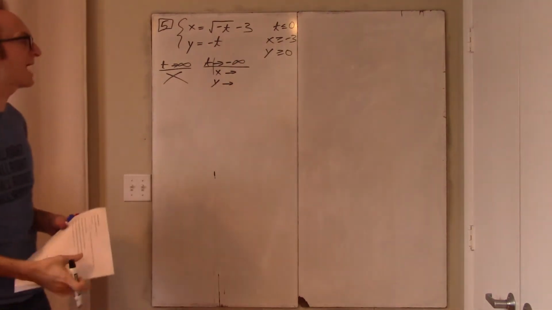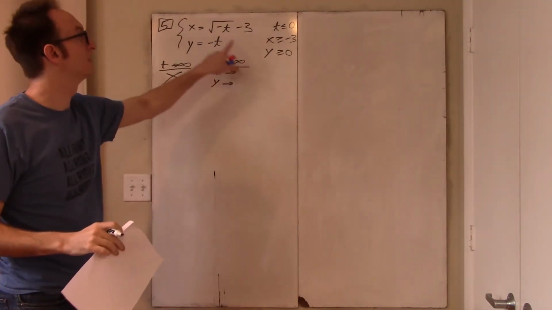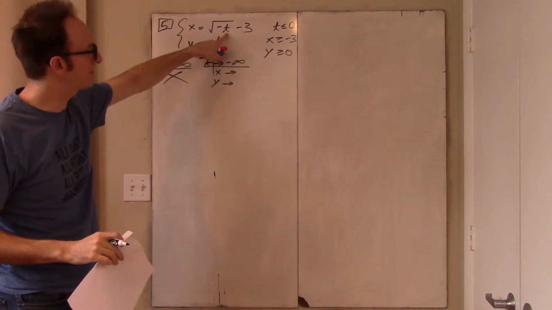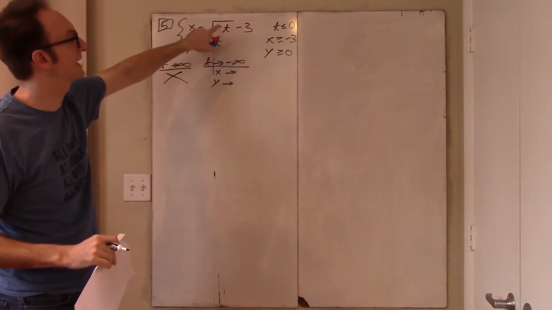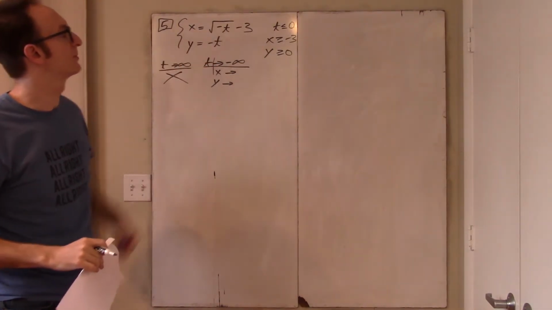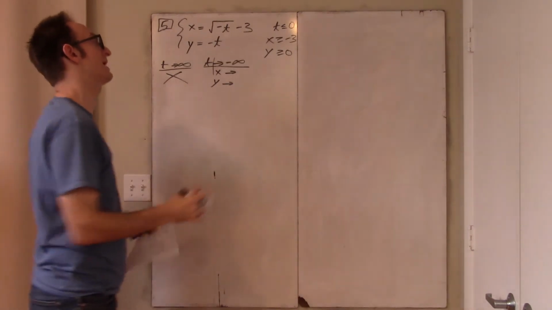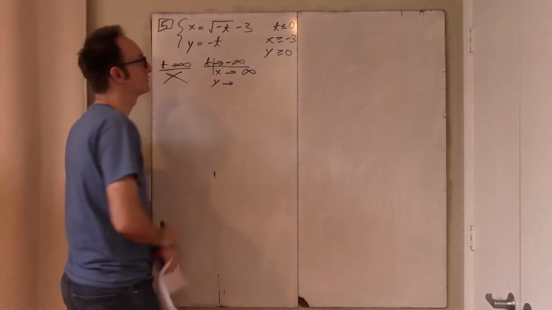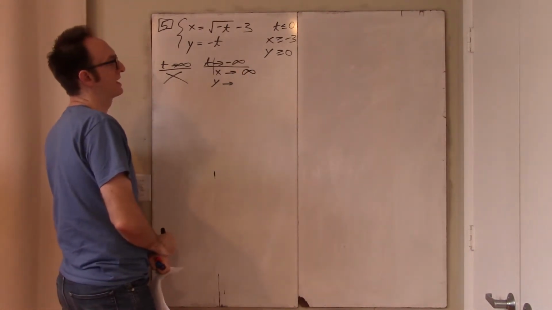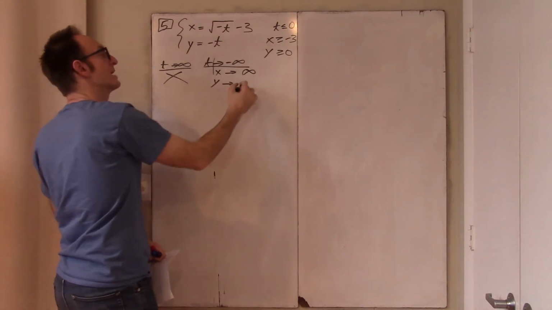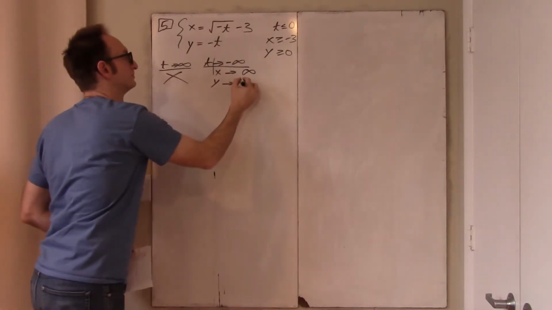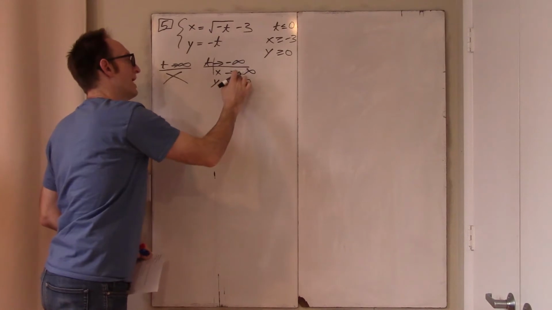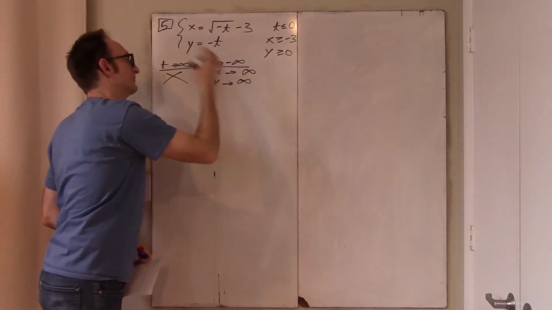Well, what does happen as t approaches negative infinity? If you give me some huge negative number, negative a million or something, then that gets multiplied by -1, so it becomes positive, and the square root of a big positive is still a big positive. So x is going to infinity. And if t is a huge negative number, then y is also going to infinity, because y is just negative t.